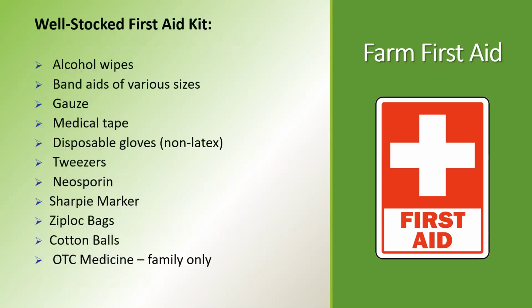It's always important to have a well-stocked first aid kit. On the screen, you'll see some recommendations of the best things to have in that first aid kit. For those that have registered for the webinar, I'll be sure to send out a list to you so that you have this available. Down at the bottom, you see over-the-counter medicine, family only. Depending on how big your operation is, if you're a small family farm with only a couple of employees, just be cautious when providing any type of medication to a non-family member. Use your best judgment there.